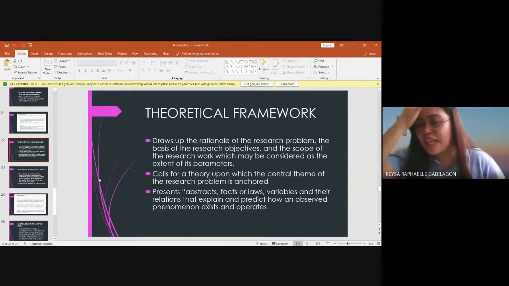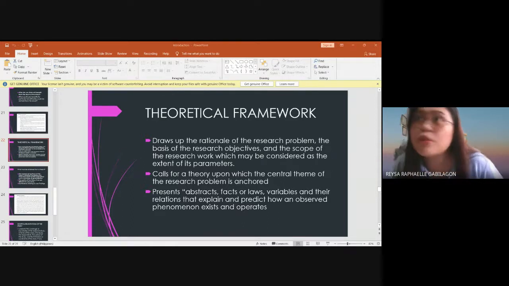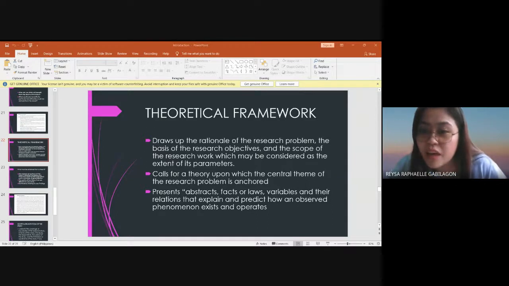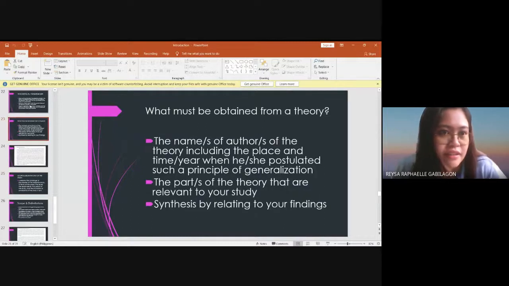So, pag theoretical framework, you need to look for theories or laws where you are going to anchor your study. So this will draw up the rationale of the research problem. The theory will become the basis of the research objectives and even the scope. So pwede siyang educational theory, scientific theory, or most of the time it's more on psychological na mga theory. Yun yung ginagawa or ini-include in the theoretical framework. Okay? So, wait lang.